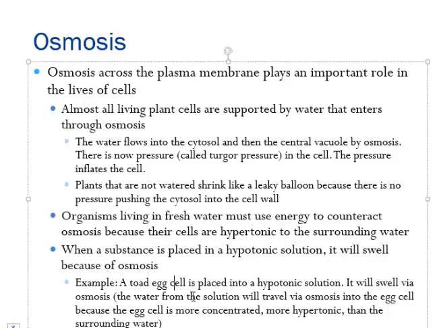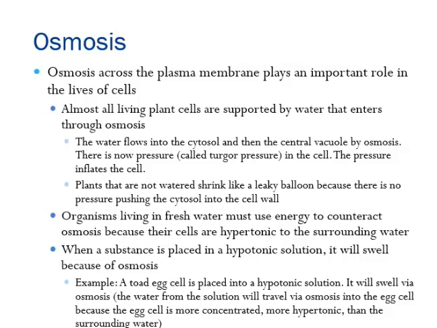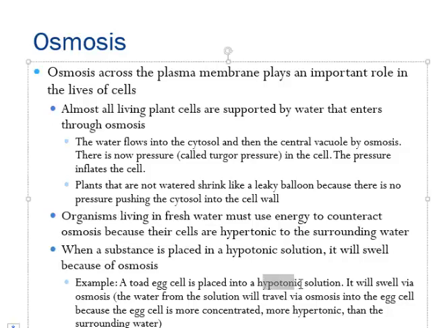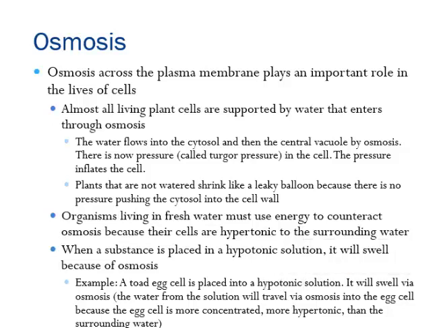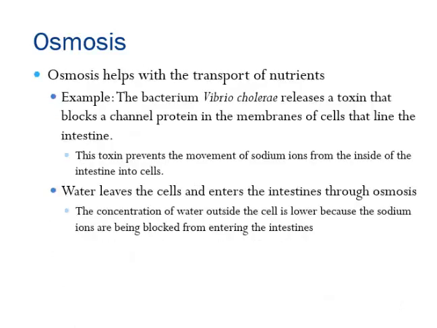Here's an example. A toad egg cell is placed in a hypotonic solution, which means a solution with less concentrate. It will swell via osmosis. It will get bigger via osmosis because hypotonic again means there is less solute on the inside, which means the water will flow from the outside to the inside. And to the extent that that is not good for the cell, it will have to use energy in order to keep it out.